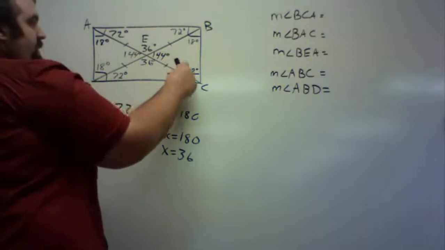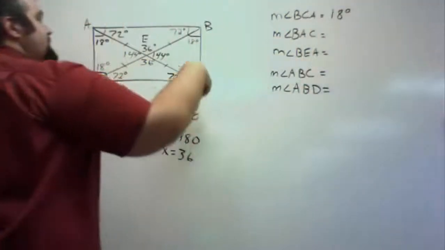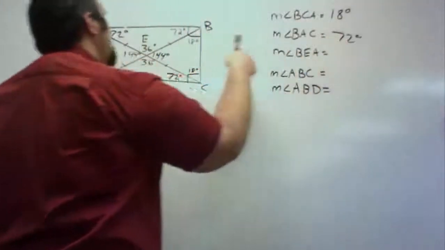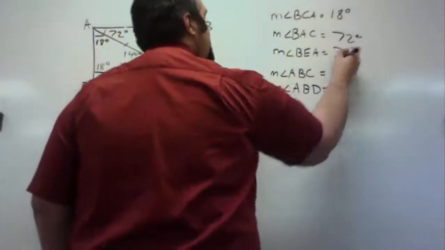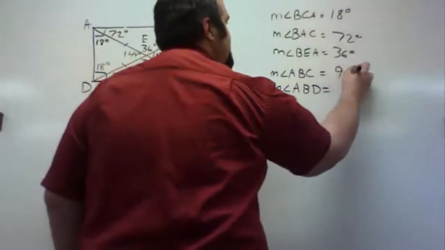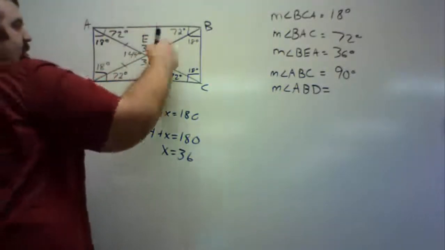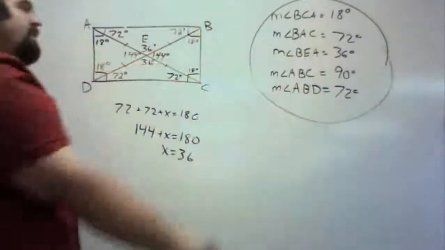BCA is this angle right here. BCA, 18. So I put 18. BAC, angle up here, 72. BEA, this angle right here, 36. ABC, the big angle, which is a right angle, 90 degrees. ABD, this angle right here, 72 degrees. And there I go.